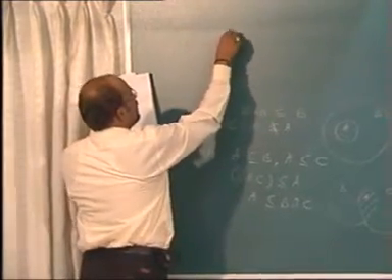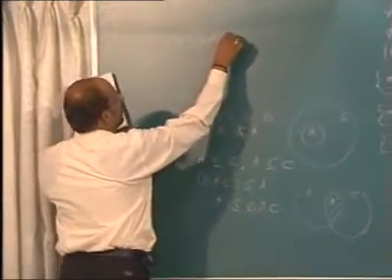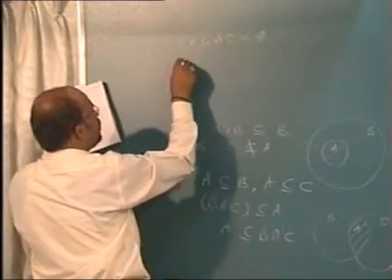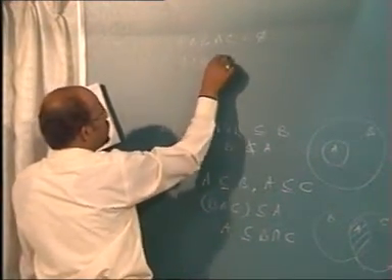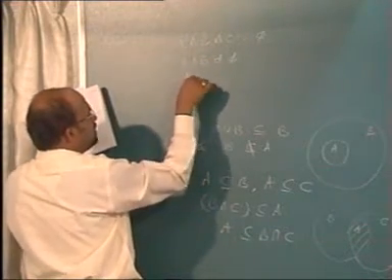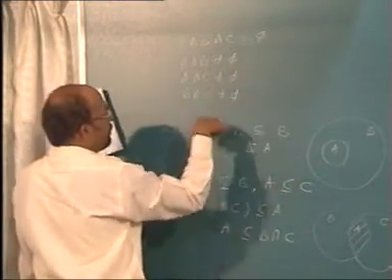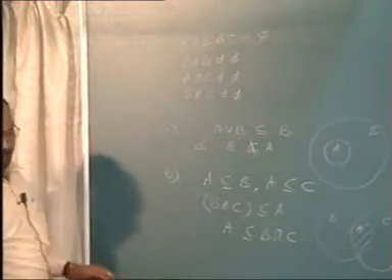A intersection B intersection C is equal to phi, and the rest are all not phi. A intersection B is not equal to phi. A intersection C is not equal to phi. B intersection C is not equal to phi. Draw the Venn diagram.